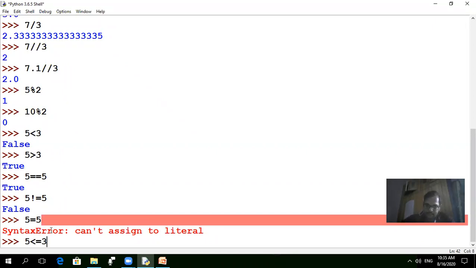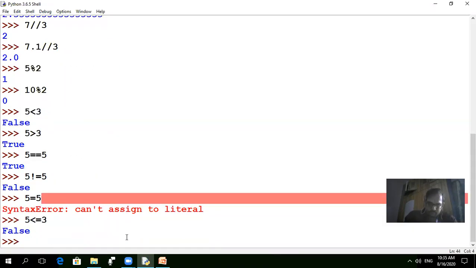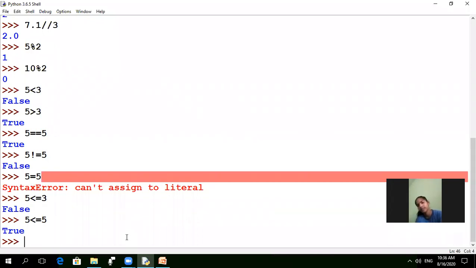5 less than equals to 3. Now this time is it false or true? False. Or if I am writing 5 less than equals to 5, then true. Clear?